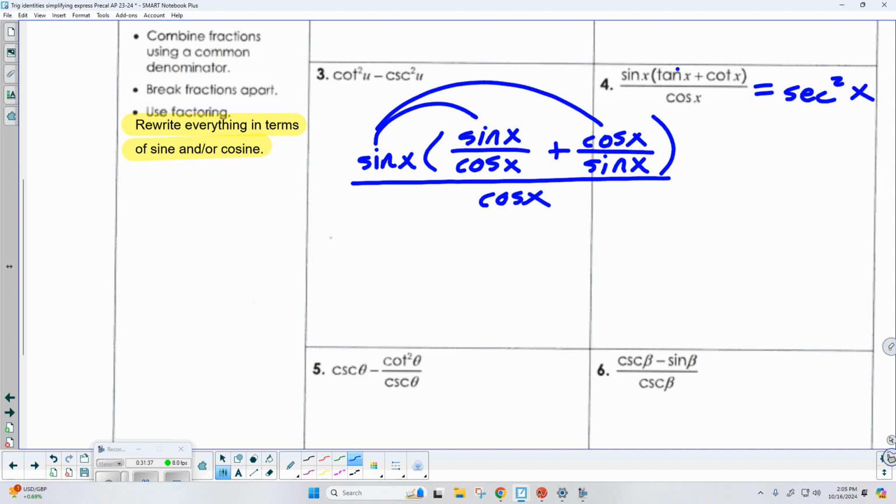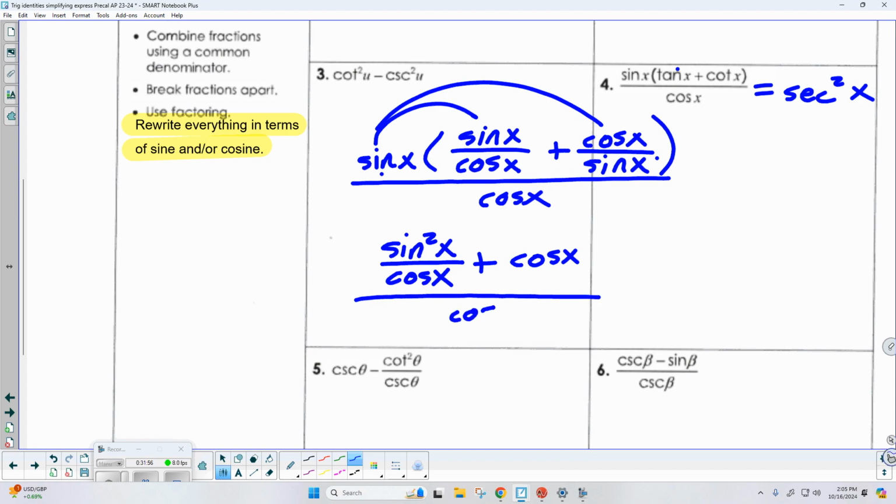So if I distribute sine to the first one, that's going to be sine squared of x over cosine. Plus, what's sine times this fraction? Just cosine. Those sines are going to cancel. So I got plus cosine of x, and then this is all over cosine of x.